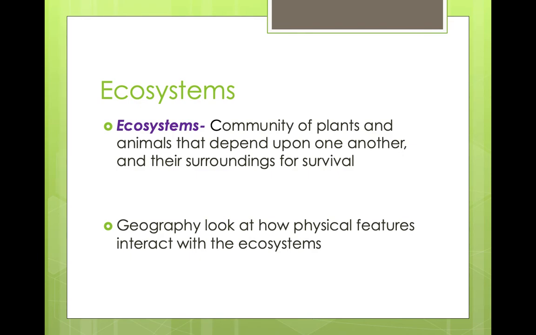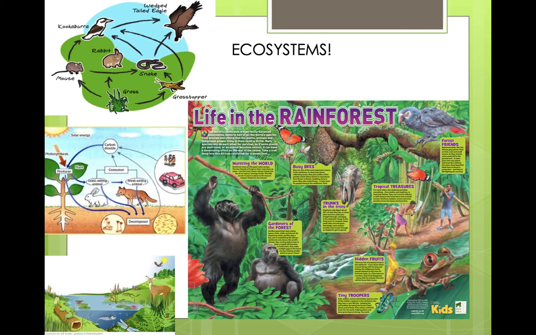And then, of course, we all live in ecosystems, which is a community of plants and animals that depend on one another and their surroundings for survival. So when we look at how those physical features interact with our ecosystems, they can have big changes to those ecosystems. When you were in grade school and middle school, you learned about the rainforest, you might have learned about the desert, all these different types of ecosystems. We'll take a look at how they affect people around the world.